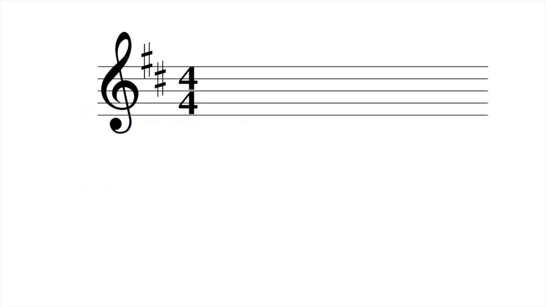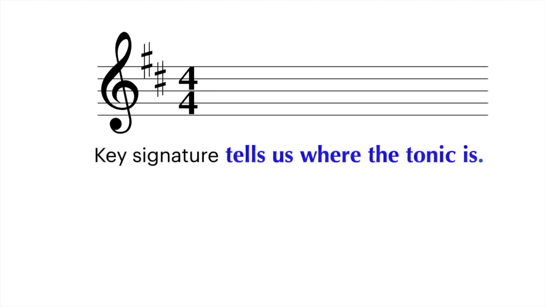When we have a piece of music, we first see the clef, also time signature. We have looked into these two aspects in previous videos. And in this video, we'll focus on key signature. Key signature tells us where the tonic is.